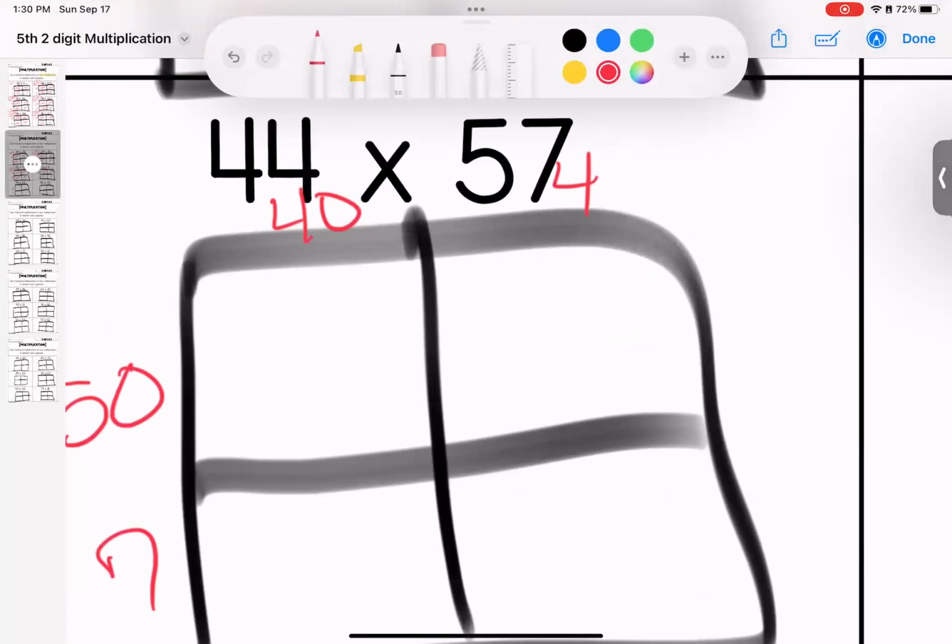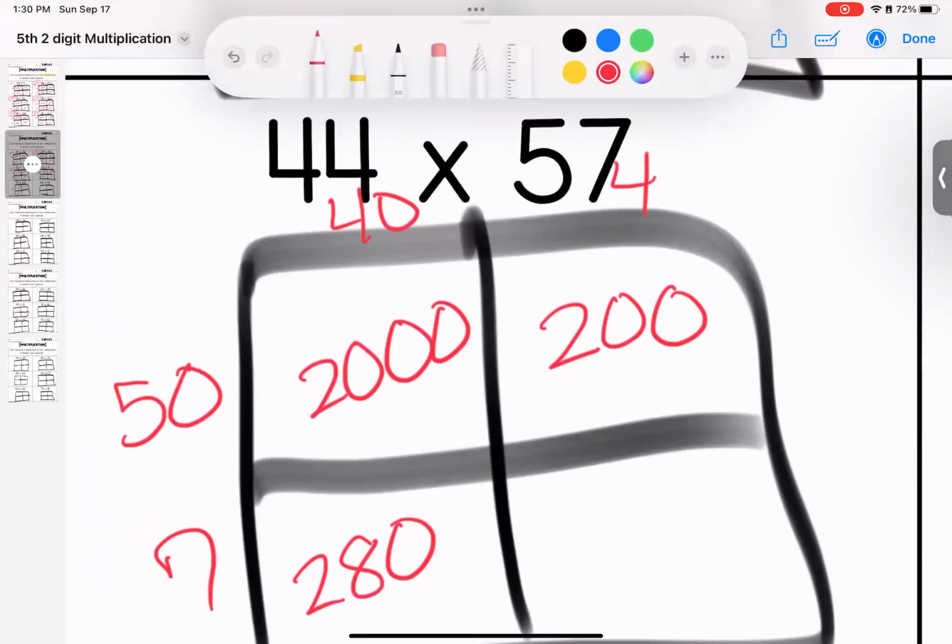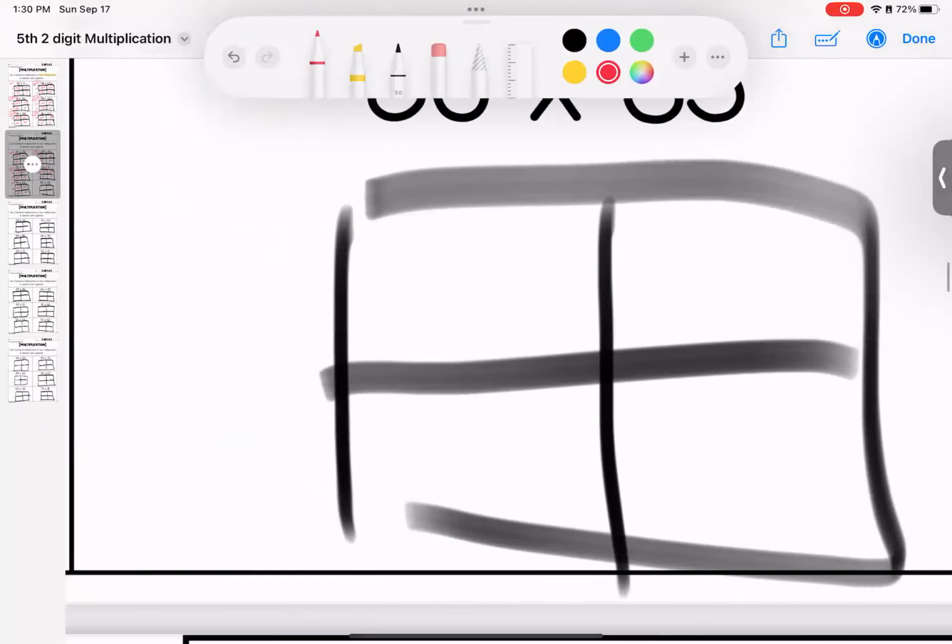So this one is 44 times 57. We have 5 times 4 is 20, 2 zeros. 5 times 4 is 20, 1 0. 7 and 4 is 28 with a 0. 7 and 4, 28. Altogether, 2,508.